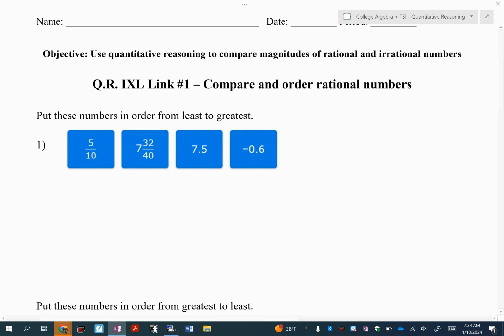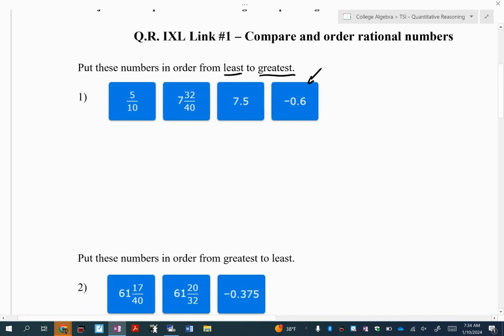Okay. So the first one says put the numbers in order from least to greatest. Right away, when I look at these four numbers, which one is jumping out at me as being the least? Very good. The negative, right? This is the only one that has a negative symbol, so it's going to be my first number.